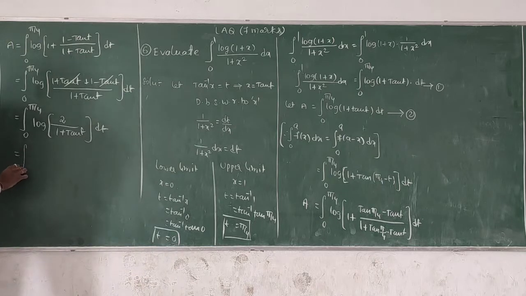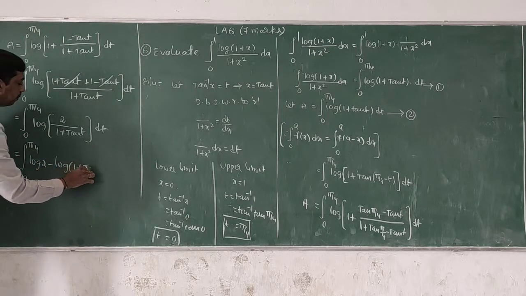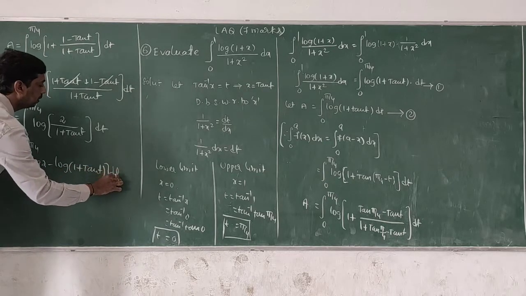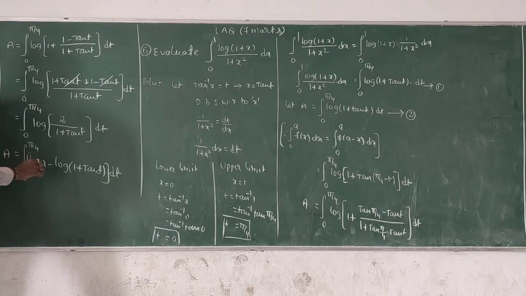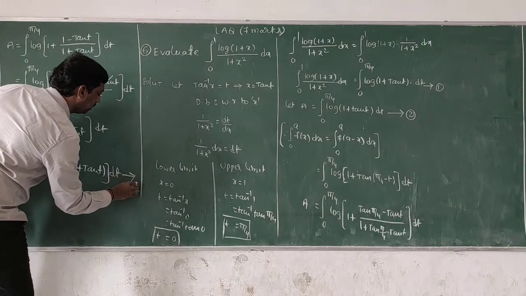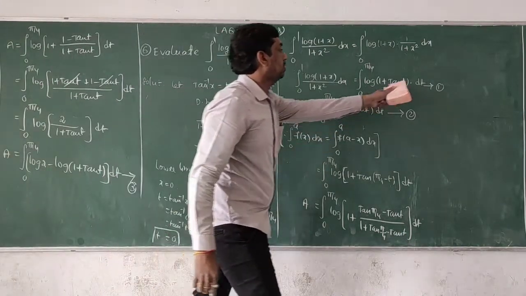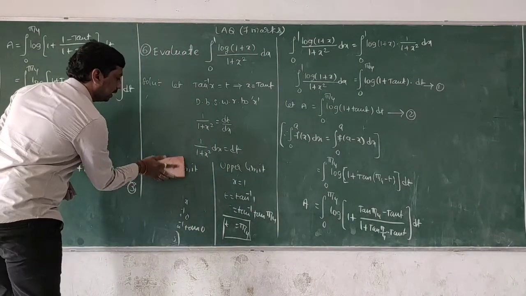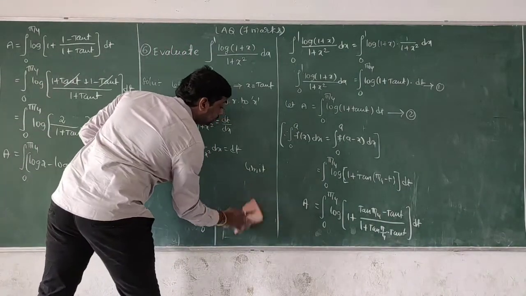Okay. So integration 0 to pi by 4 log a by b, log a minus log b, log 2 minus log of 1 plus tan t into dt, which is a. Take this as the third equation. Here this one is first equation, this one is second. Now, in order to get the solution, do 2 plus 3.